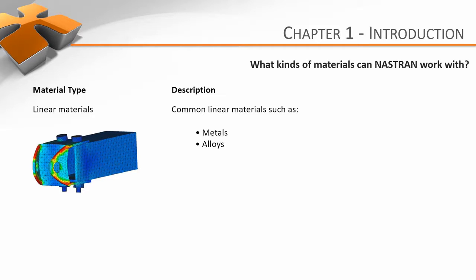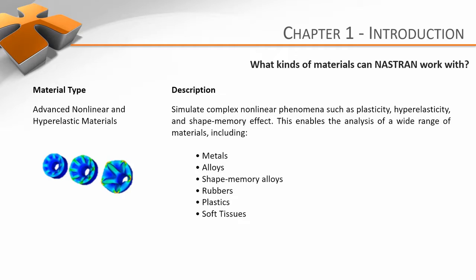Firstly, we have the linear materials such as metals and alloys, which behave linearly and elastically. These are the most common in all FEA packages. But where Nastran really cuts the cheese is in handling nonlinear and hyperelastic materials. Materials that behave either non-linearly or plastically are incomputable by many packages, but Nastran can handle them just fine: metals, alloys, shape memory alloys, rubbers, plastics, soft tissues. If you can describe how the material behaves to Nastran, then it can incorporate that into its analyses.